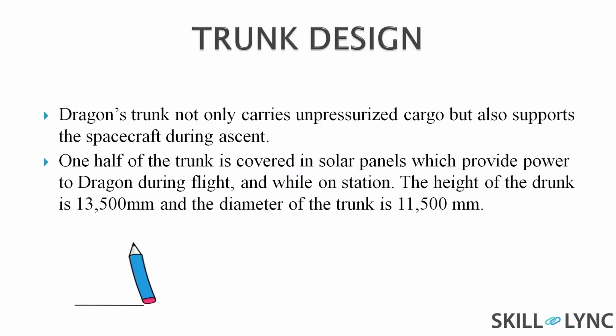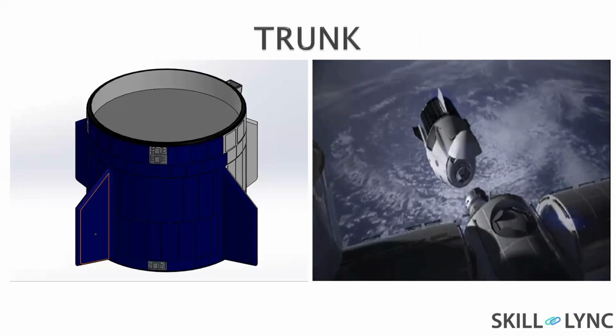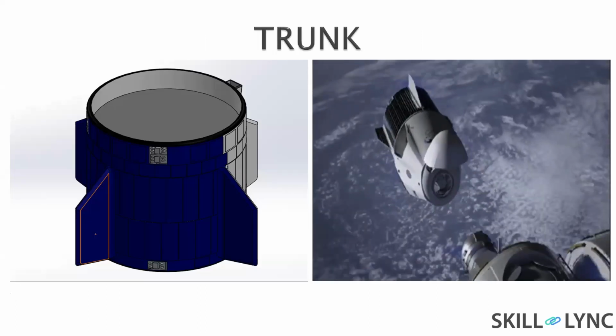Trunk design. The trunk is a part which is used to connect the spacecraft to the Dragon. One half of the trunk is covered by solar panels, which provide power to the Dragon during flight and while on station. The height of the trunk is 13,500 mm. The diameter of the trunk is 11,500 mm. In this part design, the circular pattern command was mostly used. This is the actual trunk design which I have done.